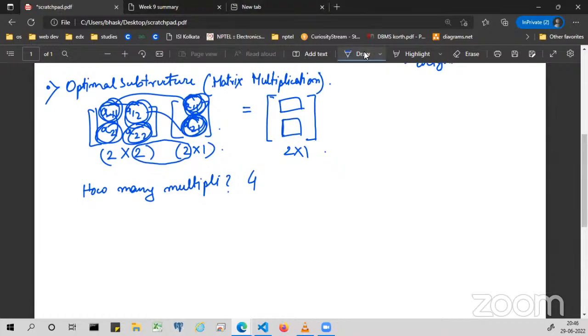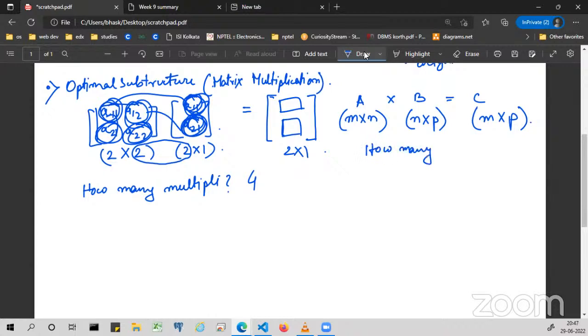When I say you have a matrix A multiplied by a matrix B, you get a C matrix, correct? And say the A matrix is of M into N, and the B matrix is N into P. So what would be the C matrix? M into P, right? Now, in this process, the question is how many multiplications would happen?